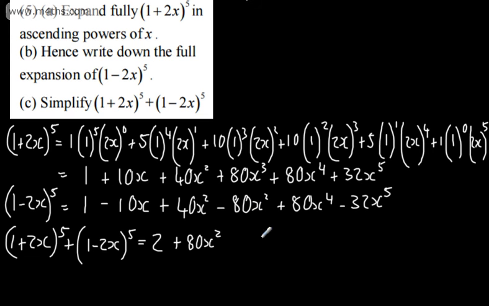These will cancel and give us 0. That will now add to give 160x to the fourth, and these two will cancel, and that is our final answer. So all we've done is simply use the expansion and then used a bit of logic to simplify this final answer.